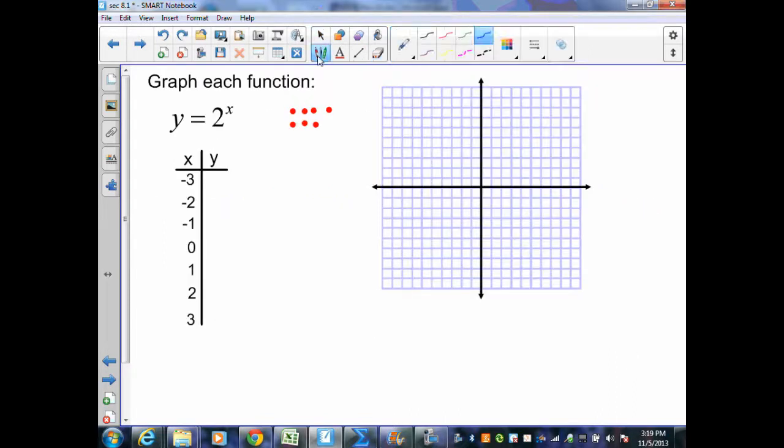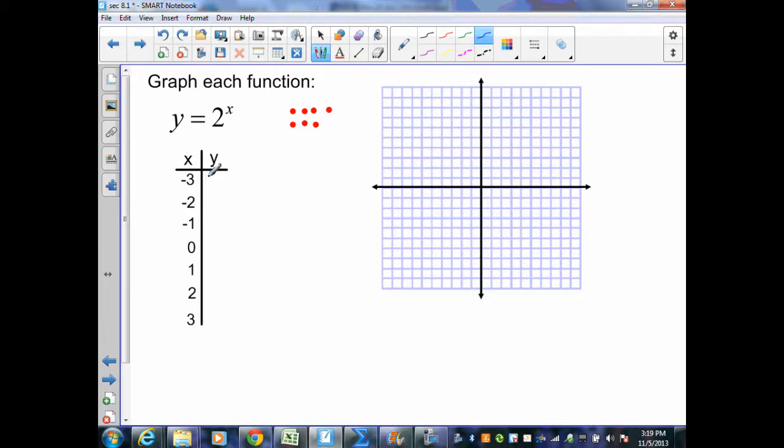Let's take a look at my first example. Here I have y equals 2 to the x. Here my base is 2. That is a value of b that is greater than 1. Therefore, this is a growth factor. And my x is my real number. Let's start substituting in and calculating some y values.